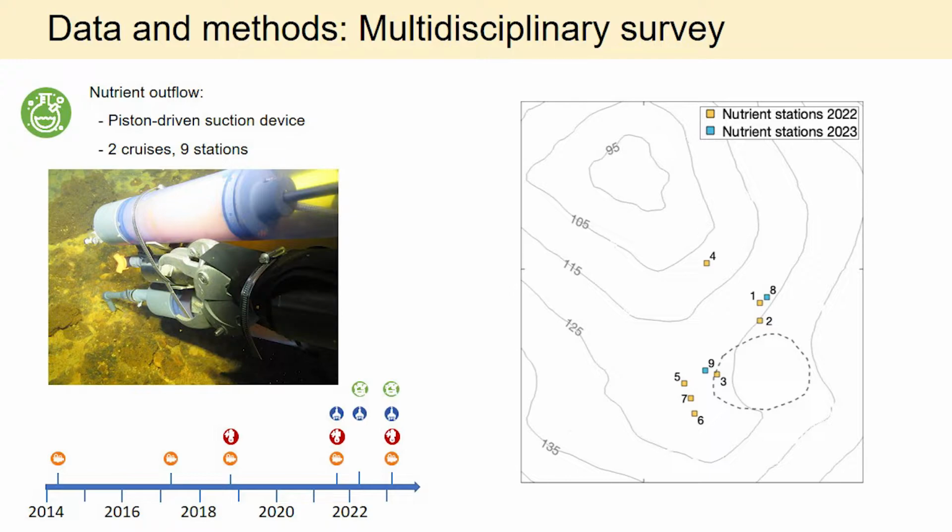Also, to sample the hydrothermal fluid directly from the vents, we developed this kind of syringe that is a piston-driven suction device that was also deployed by the ROV in 9 different stations in a total of 2 years. So as you can see, from 2014 to the present, we have developed all these studies, so we have a robust database.